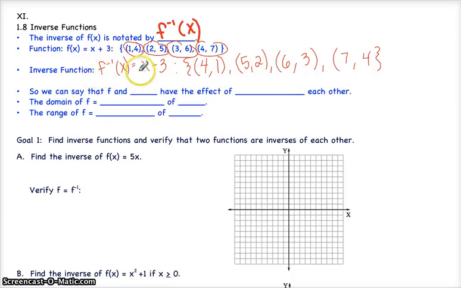So what can we say about that? We can say that f and f inverse have the effect of undoing each other. How do you undo plus 3? Well, you subtract 3.